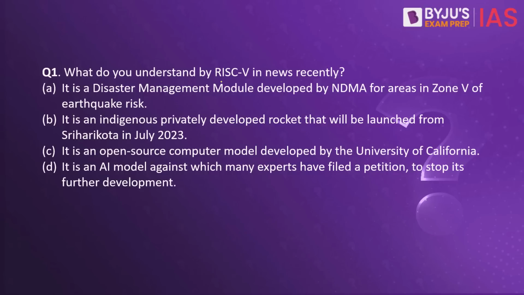The first question is, what do you understand by RISC 5 in the news recently? It is a disaster management module developed by NDMA for areas in Zone 5 of earthquake risk. It is an indigenous privately developed rocket that will be launched from Sriharikota in July 2023. It is an open source computer model developed by the University of California. It is an AI model against which many experts have filed a petition to stop its further development.